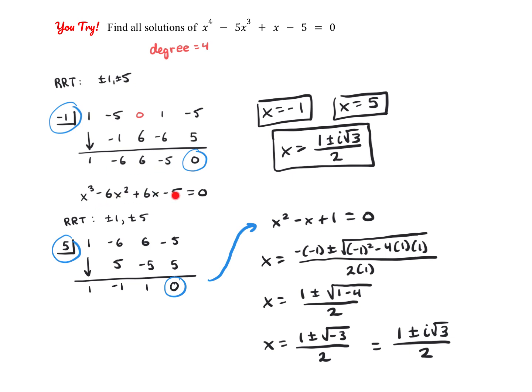This is the remaining polynomial. It's not factorable, so we have to do rational root theorem again. We have 4 options to try. So this time if you try positive 5, that will give you a remainder of 0. Then, if you look at what's remaining, x squared minus x plus 1, this is not factorable. So if you have a quadratic that's not factorable, you have to do the quadratic formula. And that's how you get the last 2 solutions. So you have 2 real solutions and 2 imaginary solutions.